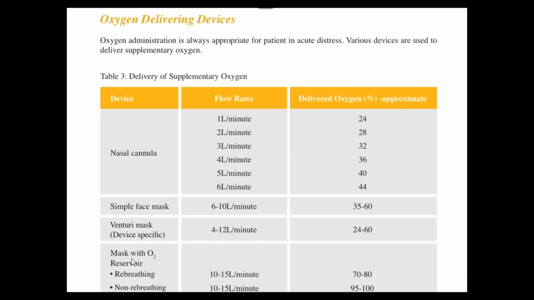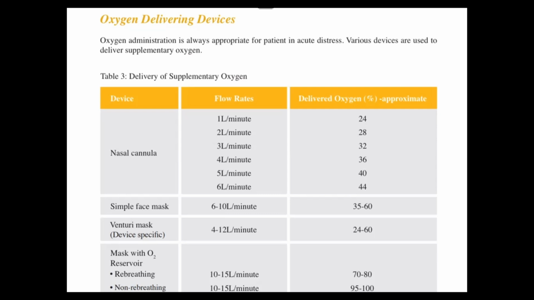And next is the high flow mask with the rebreathing valve or non-rebreathing. In a high flow mask, next time you see, there will be two valves outside, which have a hole. Some have it, some do not have it. So that's rebreathing versus non-rebreathing. Non-rebreathing can deliver a higher percentage of oxygen. Rebreathing means the patient can rebreathe, as there is no exit valve, no expiratory valve.